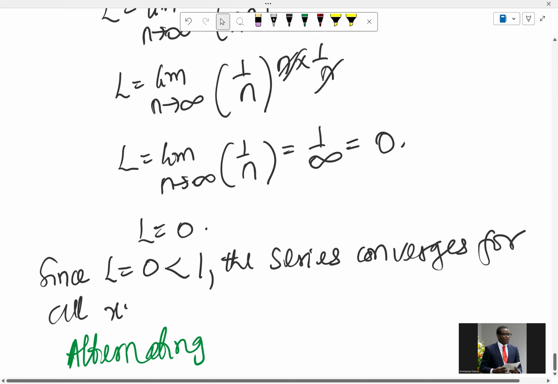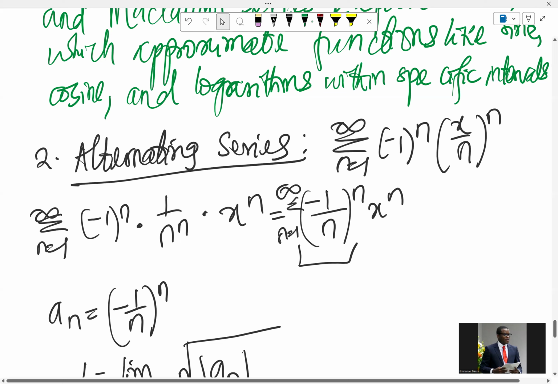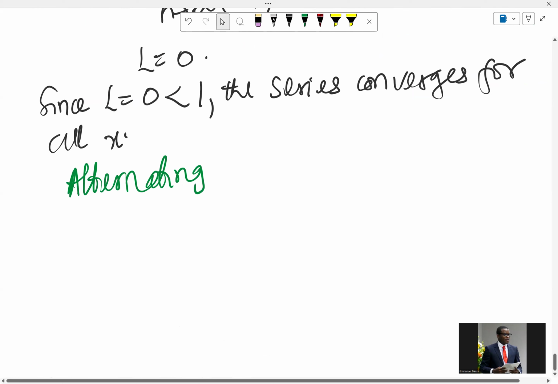Why is it even called alternating series? You can see for alternating series, you have minus 1 raised to the power n. So when n is 0, you have positive 1. When n is 1, it's negative 1. When n is 2, it's positive. When n is 3, it's negative. That's why it's called alternating series. It's mostly applicable in the case of sine and cosine and all that.